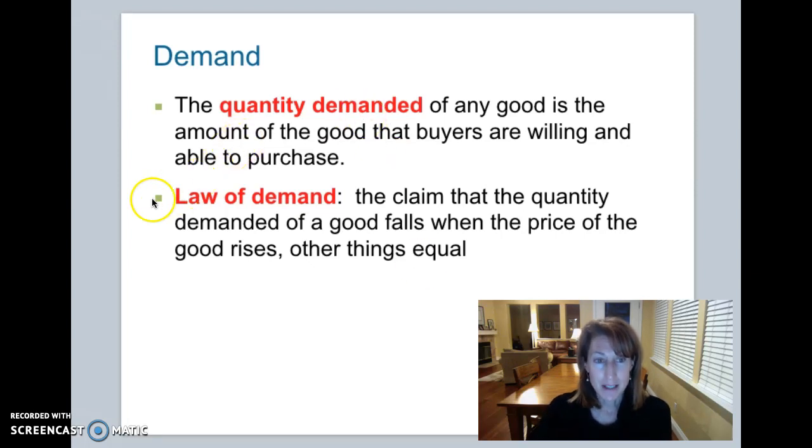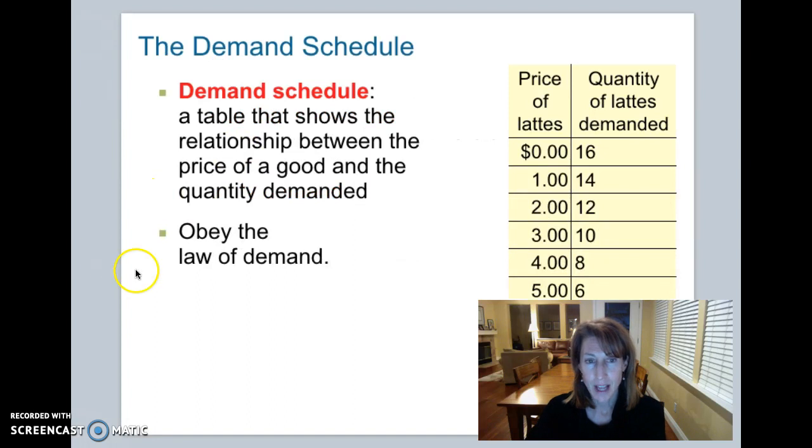So what that means is if we were to collect data and look at, let's say, for example, lattes. So we could look at the quantity of lattes that are demanded, and here we've collected some data in a market. We call this the demand schedule. And it is a table that shows the relationship between price and quantity. We're going to show that this is going to obey our law of demand, where we have a high quantity when there's no price. That makes sense, right? That would be the most that we could buy, let's say. Price, as it goes up, $1 to $2, all the way up to $5, what do you notice? The quantity demanded of these lattes goes down.